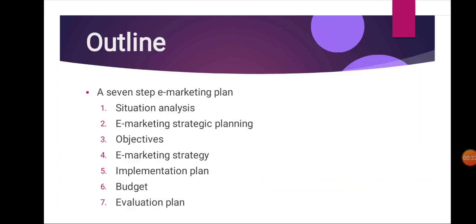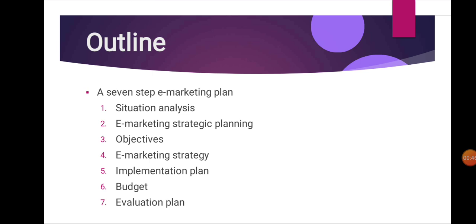Before going into the topic in detail, just look at the outline. A 7 step e-marketing plan contains these 7 steps. First one, situation analysis, e-marketing strategic planning, objectives, e-marketing strategy, implementation plan, budget, and the last one, evaluation plan.